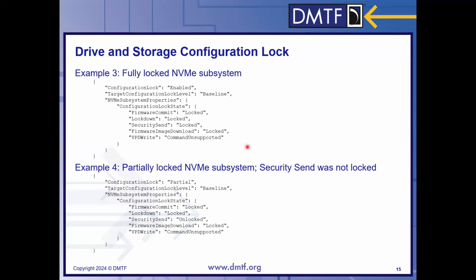Now, let's say something happened and there was some sort of issue with trying to lock down security send. So if we get back to status, we see configuration lock is partial. So this means that the user has to take action or do further investigation to see what went wrong with my lockdown configuration. And we see here security send is still unlocked. Given it's in the unlocked state, we know that the command is supported, so we expected it to be locked down based on that request. So that's where further action is needed.